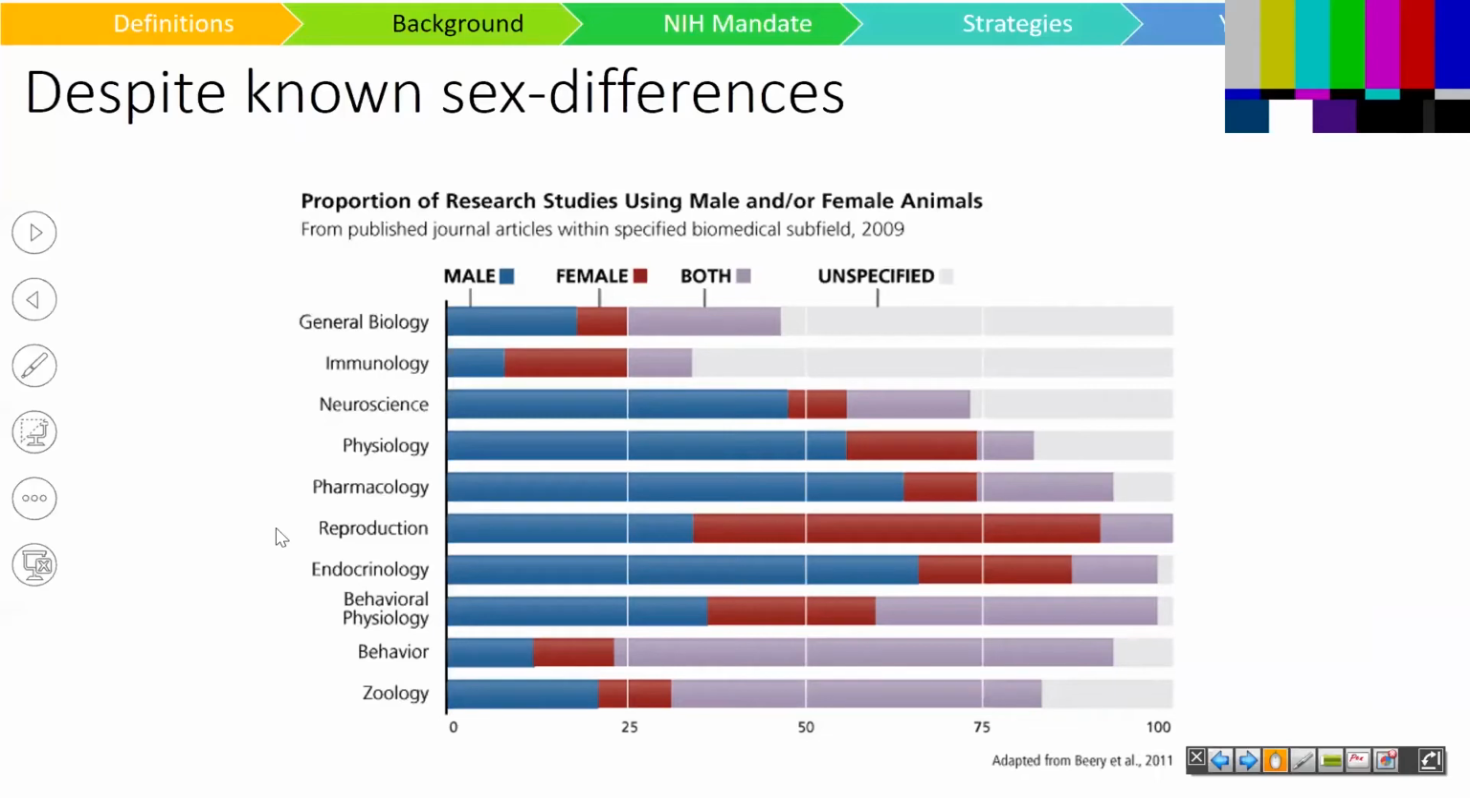For reproduction, you see plenty of females represented, but that's obviously a very small piece of what females do throughout their lives. So despite these known sex differences, we have a dearth of research on females. And of course, harkening back to my earlier point on sex and gender, there's even more of a deficit in gender-related studies. So that is a caveat to take with these different definitions.